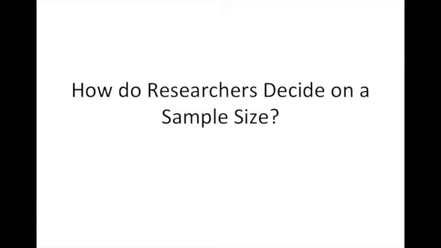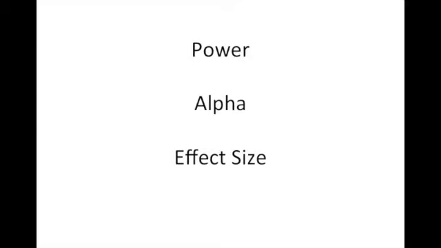How do researchers decide on a sample size? Well, in order to answer that question, we need to have an understanding of power, alpha, and effect size. Power is the ability to correctly reject a false null hypothesis. And the null hypothesis is what's traditionally tested for statistically. So if a study has more power, it's more likely to result in its findings being declared as statistically significant.